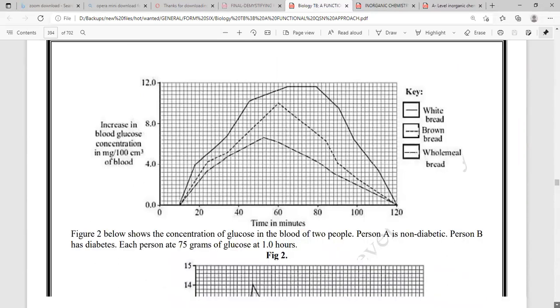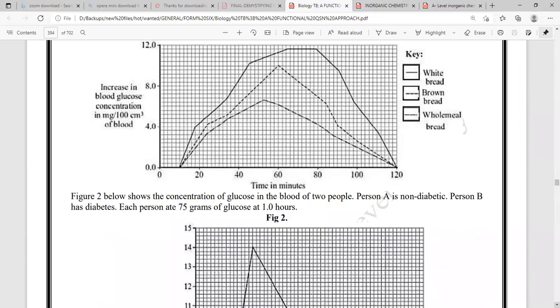You are looking at them. So look at the increase in blood glucose concentrations: once with white bread, that is the arrow on top, then brown bread, the one in the middle, and the one down for wholemeal bread.